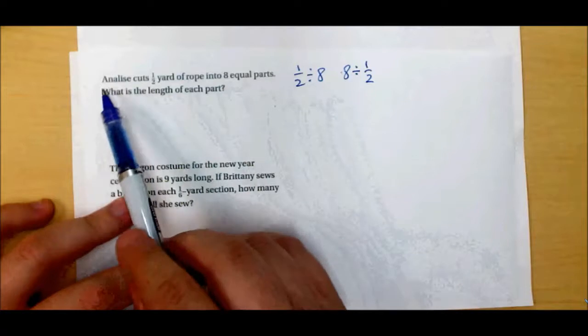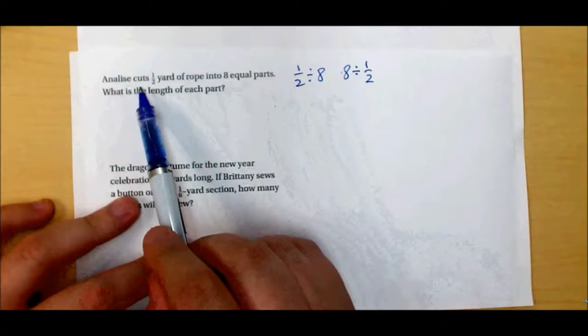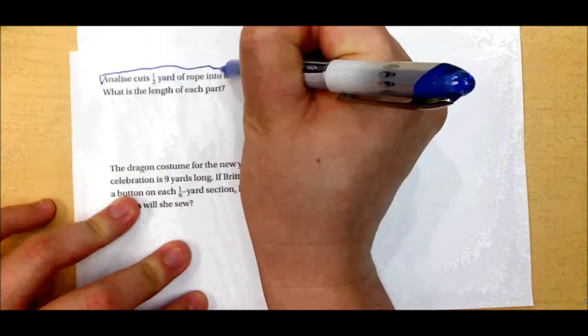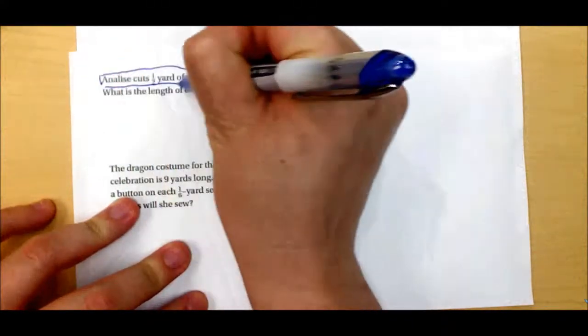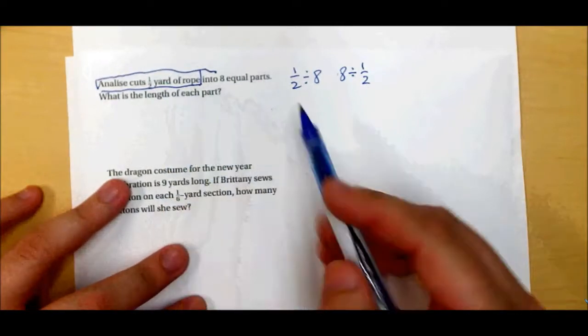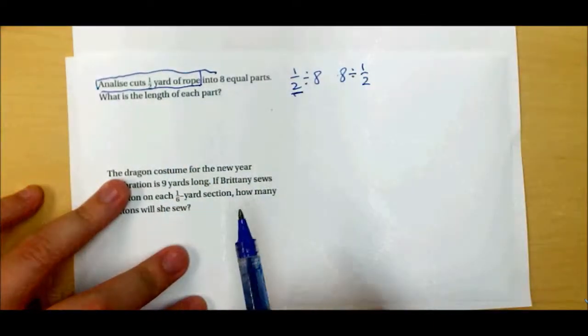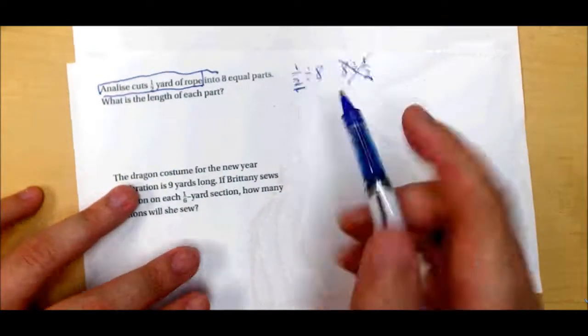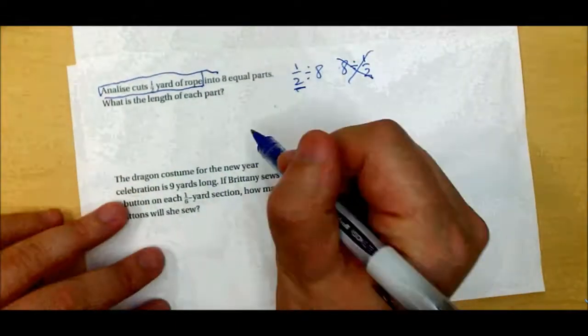Okay? So Annalise cuts half a yard of rope. Well, I think this tells me very clearly what I'm cutting into pieces. Annalise cuts half a yard of rope. So that's going to be my first number, 1/2. And we're cutting it into 8 parts. So it's not this one, it's this one. Okay, now I can do my problem.